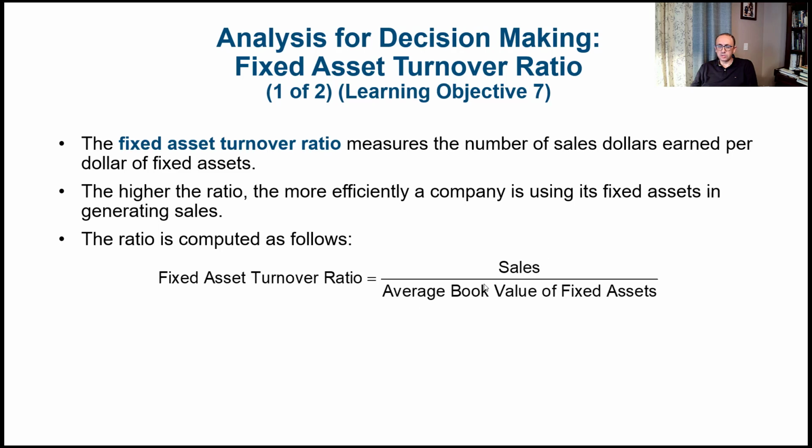Sales is the revenue from the income statement, and the fixed assets come from the balance sheet, and of course the term average means beginning plus ending divided by 2. And how we get the beginning is it's the ending of the previous year.